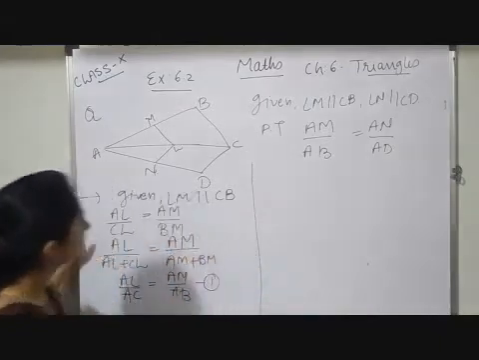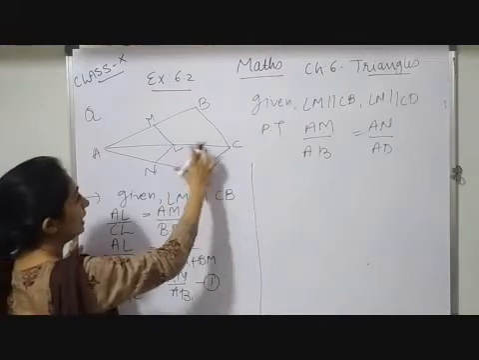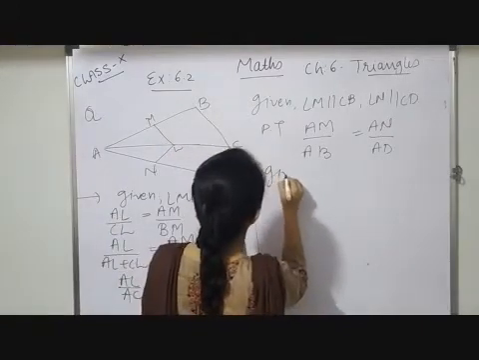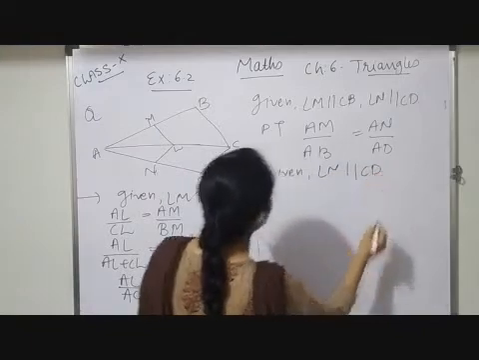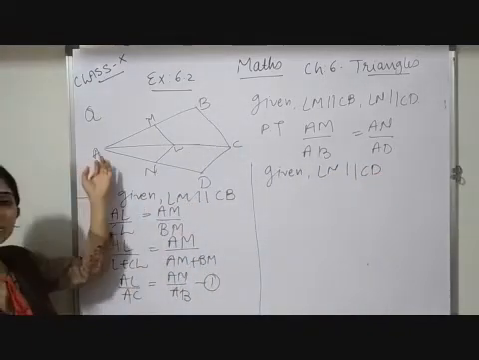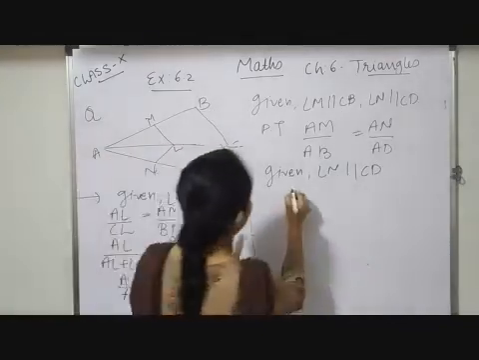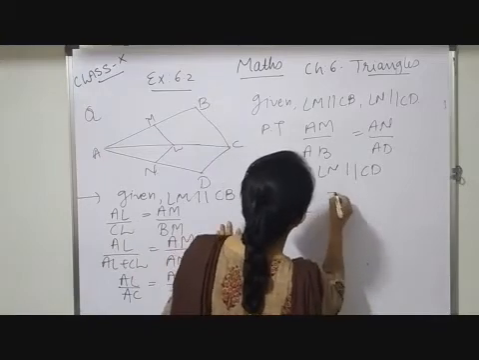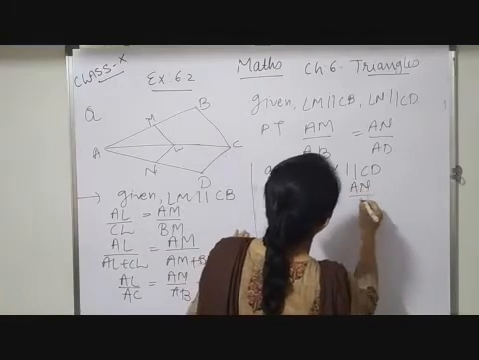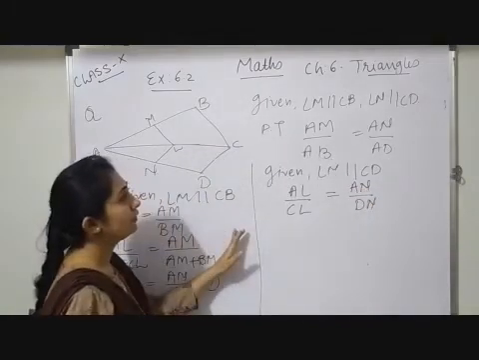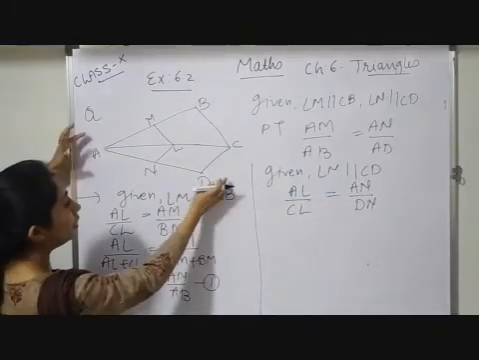Now, similarly, the second thing given to you here is that LN is parallel to CD. Based on this, if I apply that same theorem, I can write AL upon CL equals AN upon DN. Now observe what we want here. Here I want AN upon AD. AD means what? This whole side.